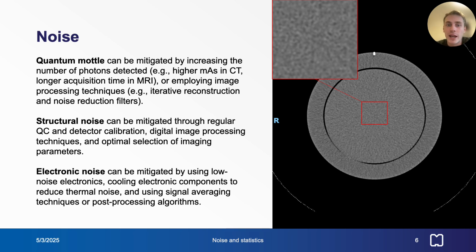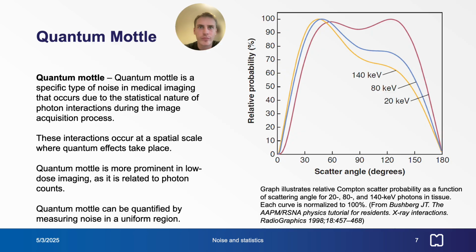Structural noise can be mitigated through regular quality control and detector calibration, digital image processing techniques, and an optimal selection of imaging parameters. Electronic noise can be mitigated by using low noise electronics, cooling electronic components to reduce thermal noise in the case of MRI, for example, and using signal averaging techniques or post-processing algorithms.